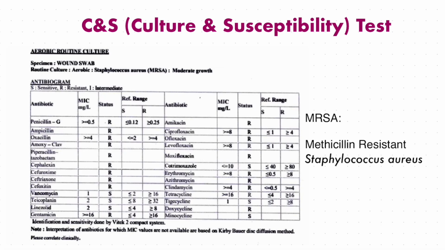One of the most common infections that is detected through C&S test is that of MRSA, which is oftentimes pronounced as MRSA. So MRSA stands for methicillin resistant Staphylococcus aureus. So let us break down the meaning of this.